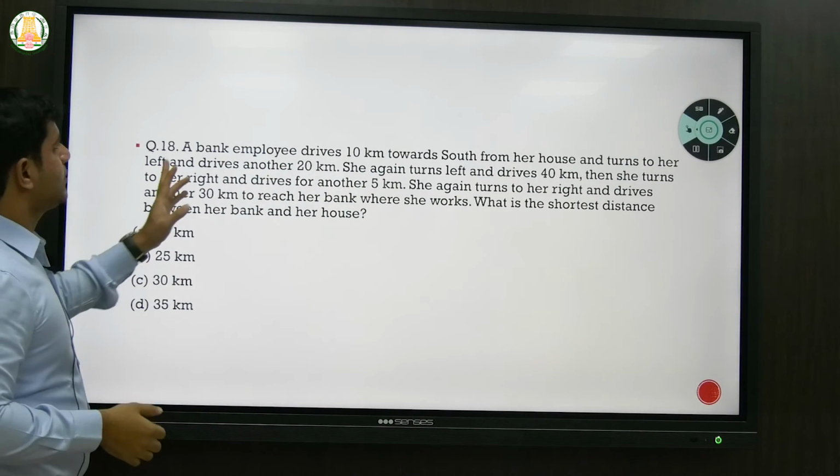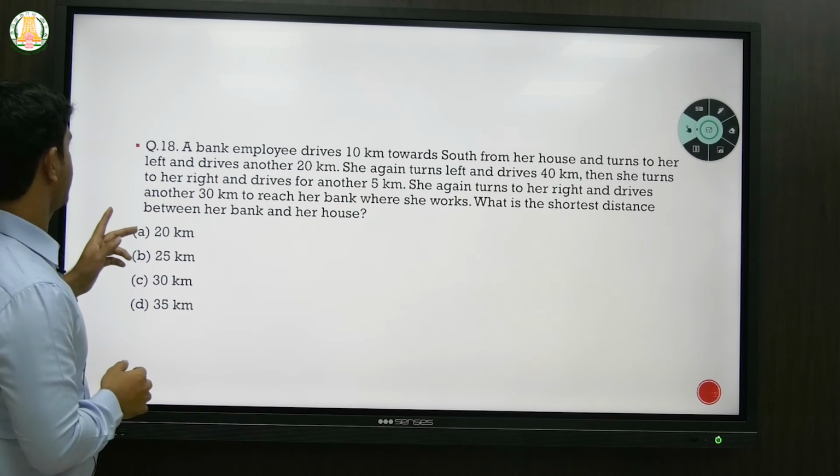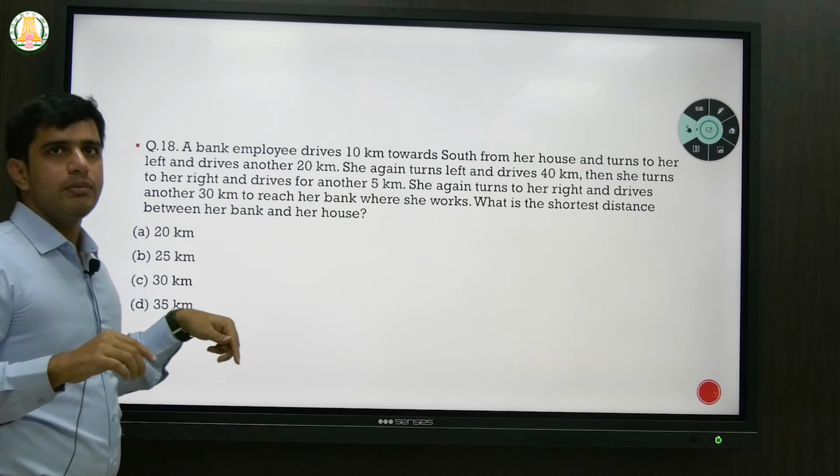A bank employee drives 10 kilometers towards south from her house and turns to her left and drives another 20 kilometers. So again, you have to represent it with a diagram.